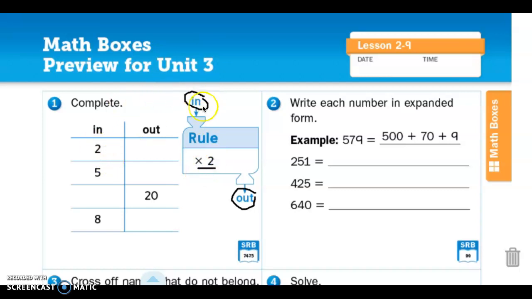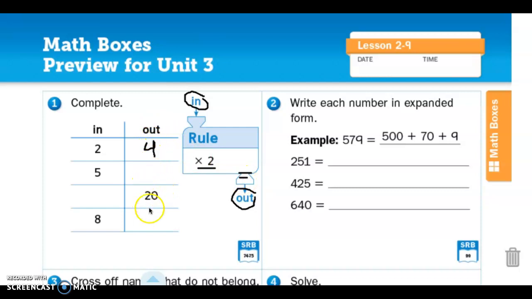So my 2 goes in, I double it, and the out is my answer. This is like the equal sign, right? So it's like 2 times 2 equals what? My out would be 4 because it gets doubled. So I'd put my 5 up here, and it would go through my machine. 5 times 2 equals, and what would my answer be? 5 times 2 equals what? Look, the out is my answer, so I put it on the outside.